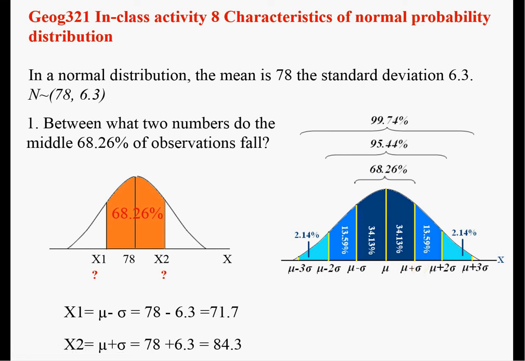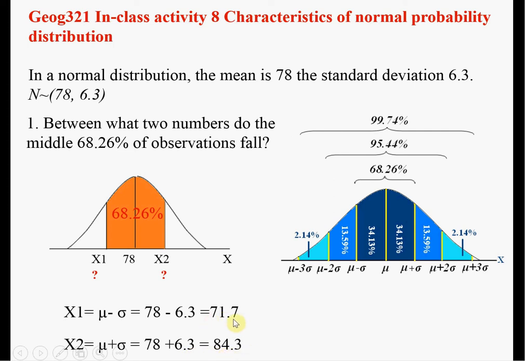Based upon this, we know that x1 must be a value that is one standard deviation below the mean. Therefore, we calculate the value of x1 by using the mean minus one standard deviation. So that is 78 minus 6.3. That gives us 71.7. Similarly, we know that x2 must be one standard deviation above the mean, so that must be the mean plus one standard deviation. 78 plus 6.3, that gives us 84.3.